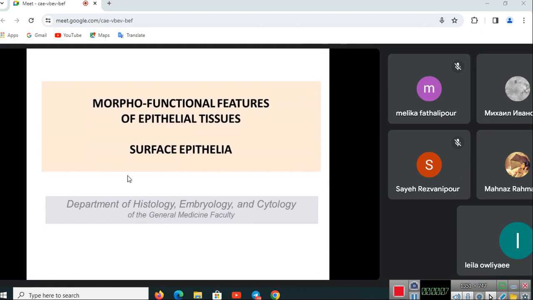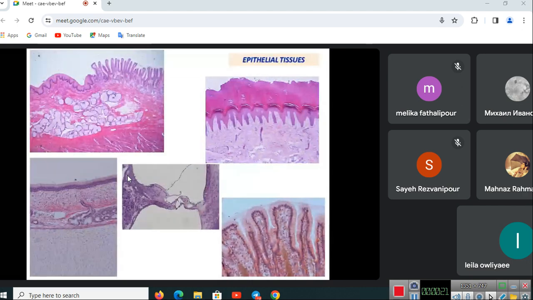internal environment or connective tissues, then muscle tissues, and nervous tissue. 4 types of tissues. And we start with the first one, with epithelial tissues. Epithelial tissues can be located in different parts of our body.